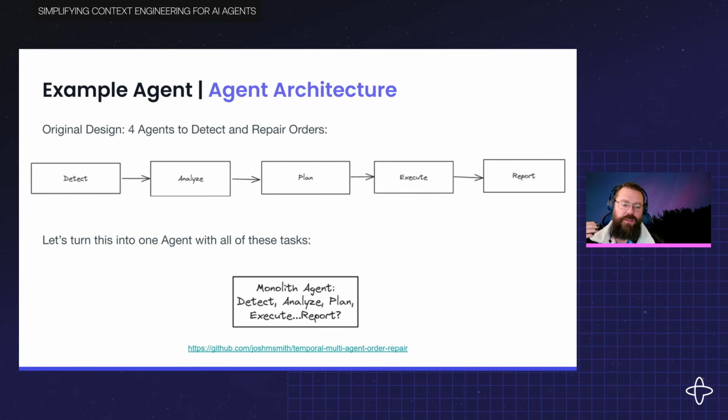It has a detection agent. That agent has a tool that loads order data and their statuses. Pretty simple. Then we've got an agent that loads the detected problems, the order data, and inventory data, and says, "Hey, let's dive a little deeper. Let's look for specific problems."